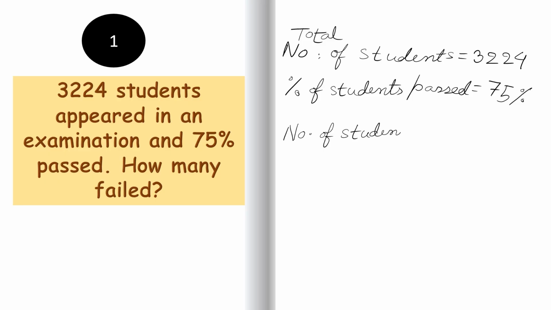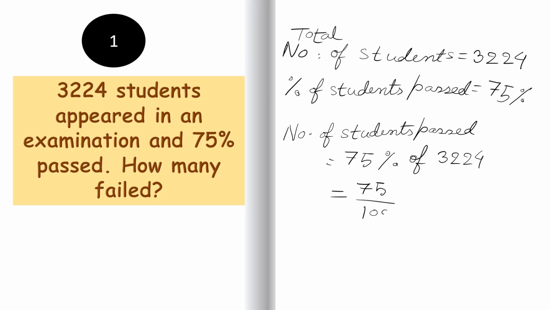Okay, so since the number of students passed is not given, first we have to find the number of students passed. Number of students passed will be 75% out of how many students? 75% of 3,224. Now you know the rules. 75% means 75 divided by 100. Of means multiply. Okay, so I'm taking a shortcut to multiply. See, I'm taking a very big number, 25. I know the multiplication table of 25, so I know I can cancel 75 and 100 both with 25.